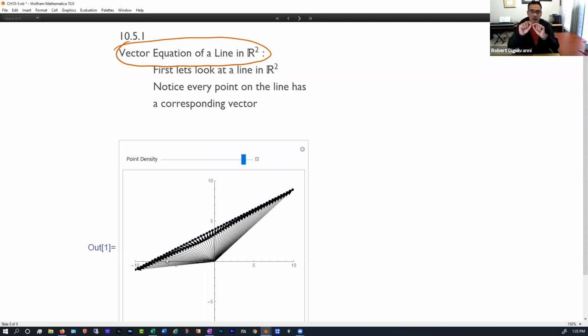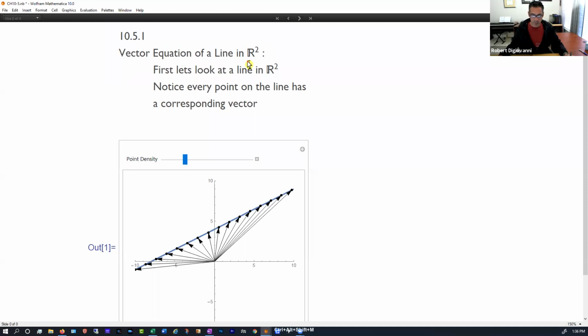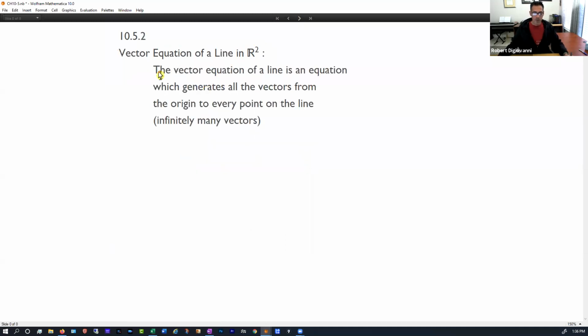Instead of looking at lines as being a bunch of ordered pairs, xy, xy, xy, we look at a line as being just made up of a bunch of points that vectors are pointing to, which means it's really just a collection of vectors. All right. So our challenge is to come up with a way of generating this big infinite list of vectors. That's the challenge. How do we create all these vectors? So here's how we're going to do it. So this is me just saying the vector equation of a line is an equation which generates all the vectors from the origin to every point on the line, infinitely many vectors.